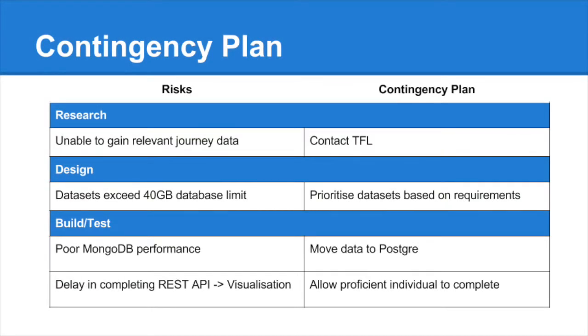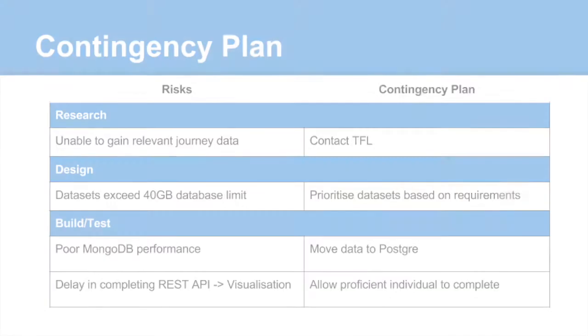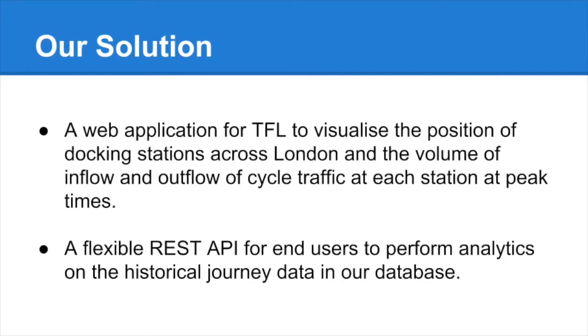Now for the contingency plan. Our MongoDB is limited to 40 GB. If our choice of datasets meant we exceeded the limit, we would have to prioritize datasets carefully based on our requirements. During the development phase, a poor MongoDB performance would mean having to move data to Postgre. Also, an inability to complete our solution within the time limit would require us to allow the most proficient individuals to complete the tasks.